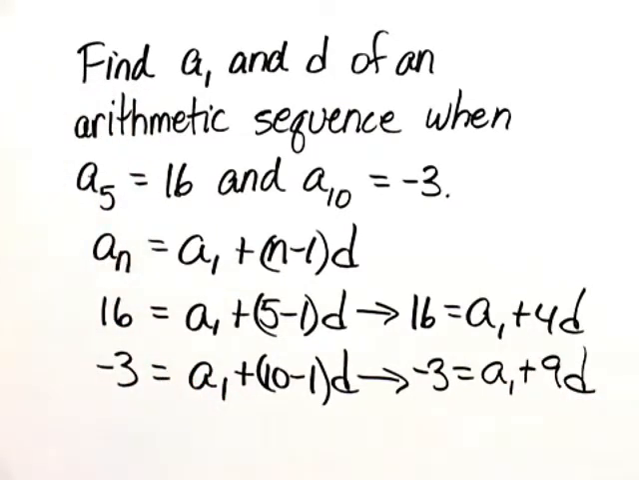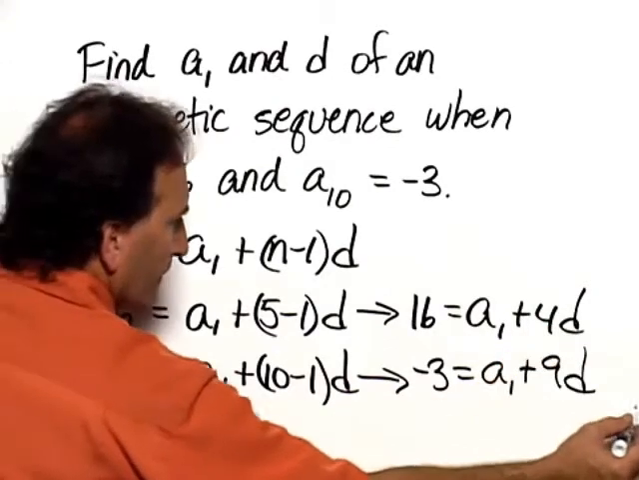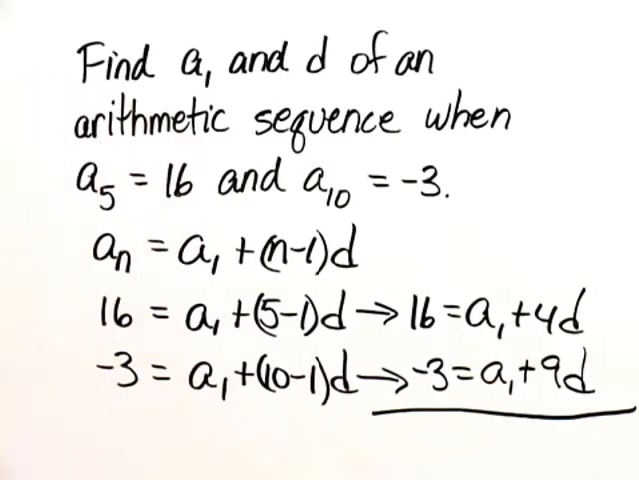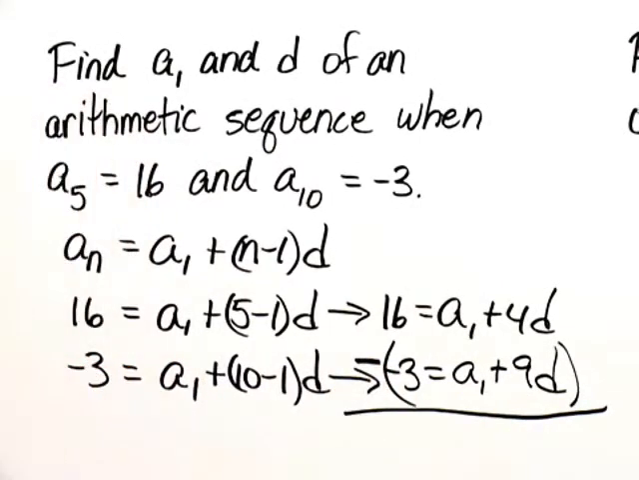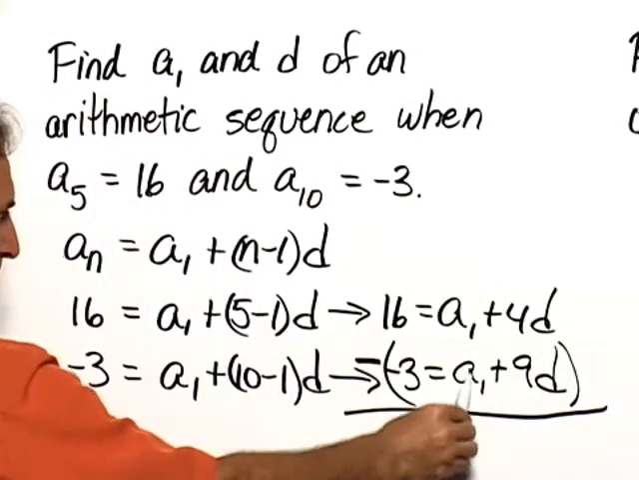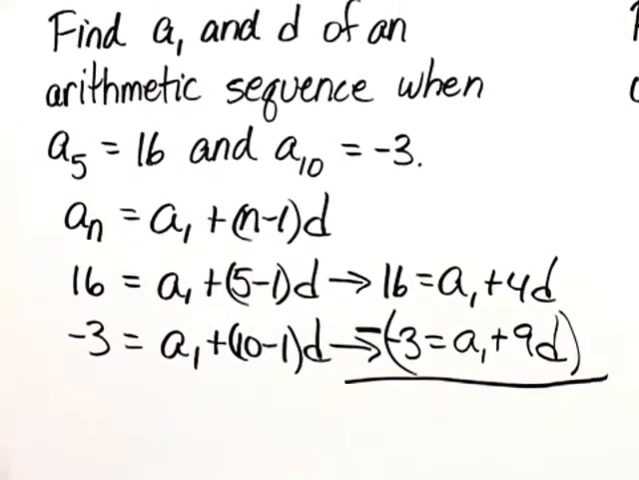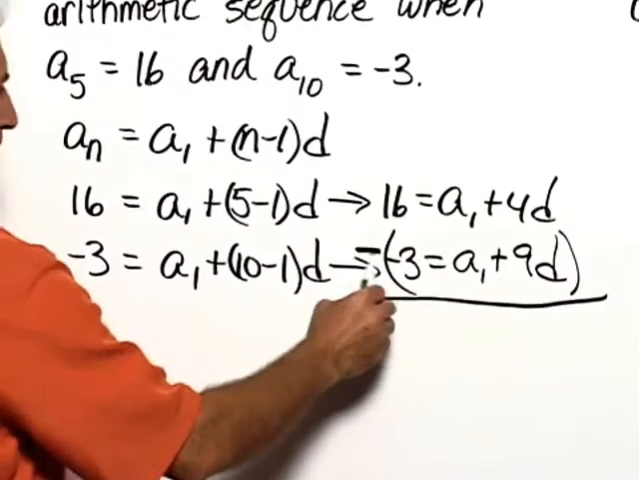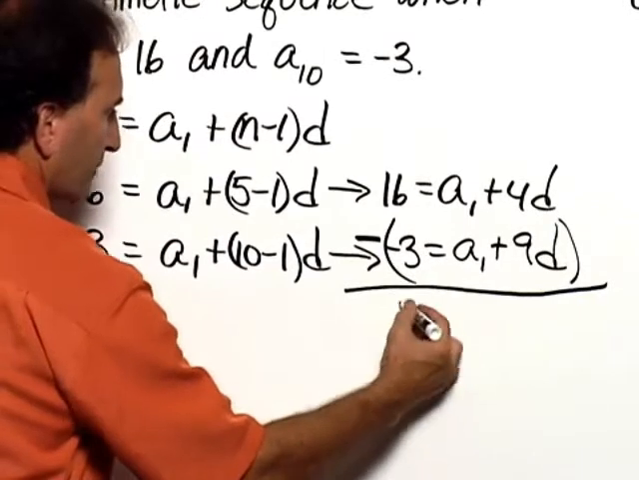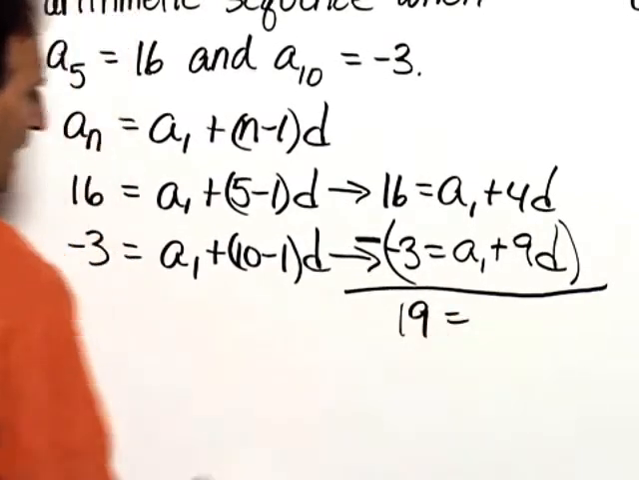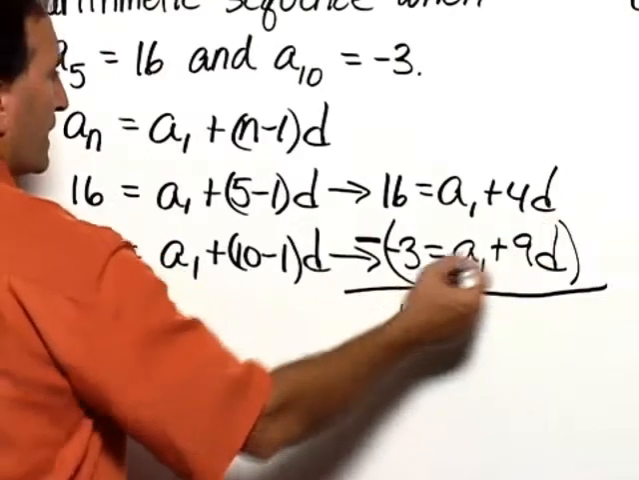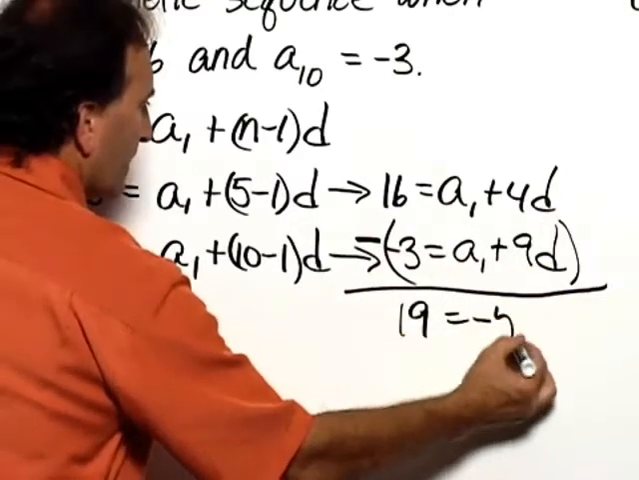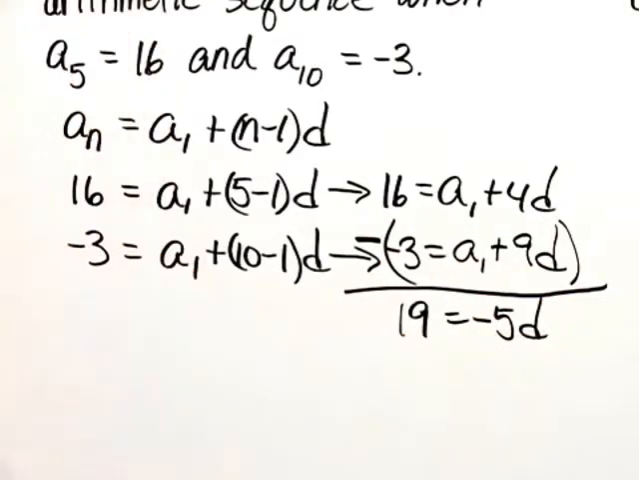So we'll solve these two equations, and what I'm going to do is subtract the second equation, which would then eliminate the variable a sub 1. 16 minus a negative 3 is 16 plus 3. That's 19. The a sub 1 summed to 0. 4d minus 9d is negative 5d.